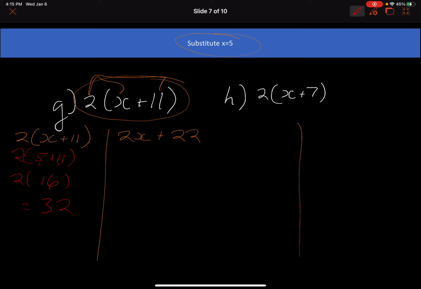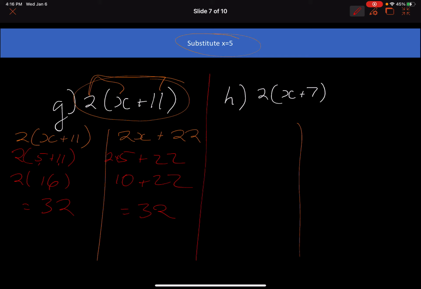Okay, and now I'm going to sub in 5 here. 2 times 5 is going to be 10, and that's plus 22, and that's going to be 32. So they come up with the same answer. So that's a good way to check yourself as well.